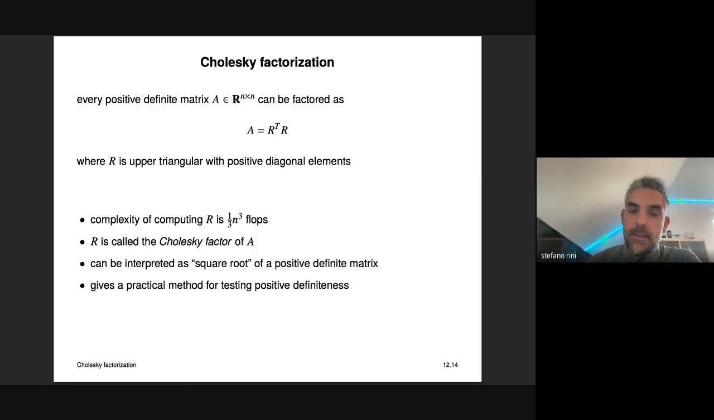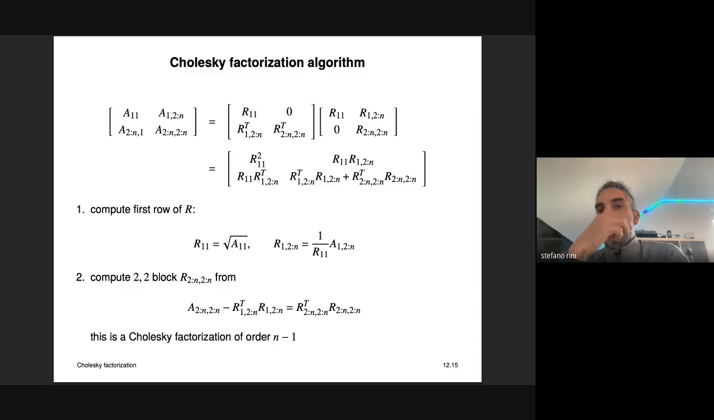and it gives a practical method for testing positive definiteness. So let's see the Cholesky factorization algorithm. We start with this block formulation, which comes again from the definition of determinant that you have seen before. We apply this recursively. Okay, so we have this. If we have this formulation, then we know that we can express this as this product. So this is the matrix R. This is the matrix R transpose. So you see that the row becomes the column.